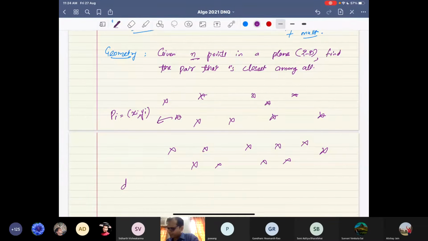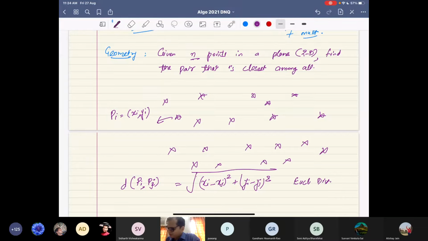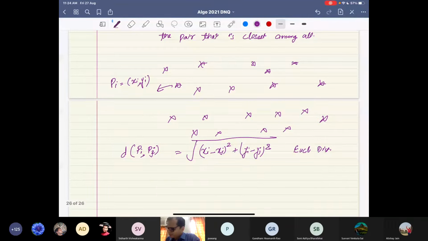The distance between point Pi and Pj will be the Euclidean distance, xi minus xj square plus yi minus yj square. You may take a square root as per definition, but even if you don't, it doesn't change the order. So it's a square root of this. Okay, so the Euclidean distance. Now you can define this distance between every pair of points. So now the task is to find out the pair of points that is closest among all.